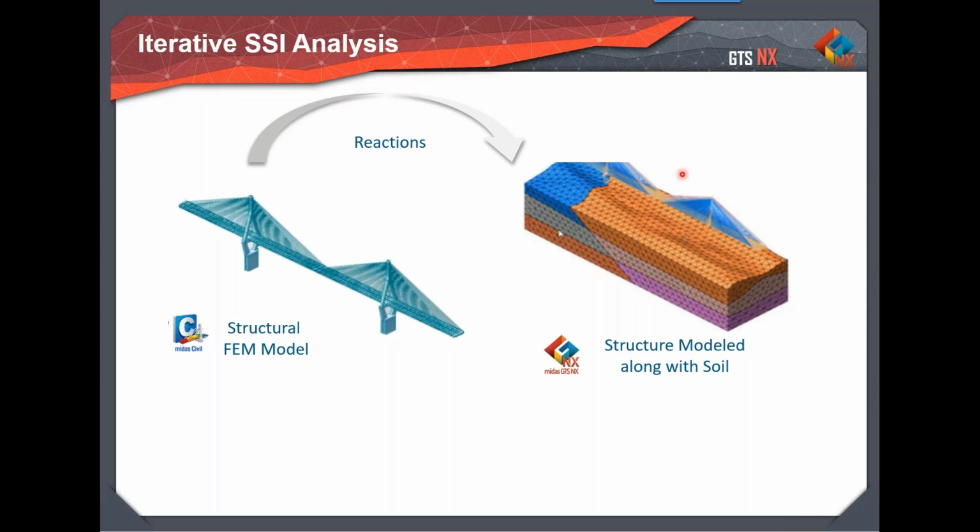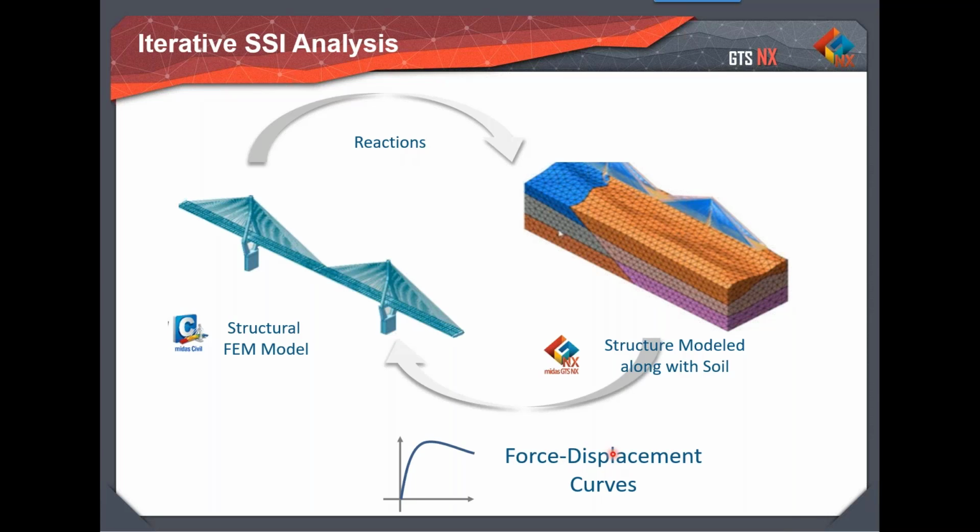And then once the analysis is done, considering the reactions from the superstructure, we will get the force displacement curves. And these force displacement curves will now be transferred to Midas Civil, and that will act like the spring data here. So this process is automated: with almost 2 clicks, the structural model will be imported into GTS NX. Again, with 2 clicks, the reactions will be imported. And again, with 2 clicks, the force displacement curves will be transferred to Midas Civil. This is an iterative process; if you do it twice or thrice, the results will converge, and then you can proceed with the design in Midas Civil.